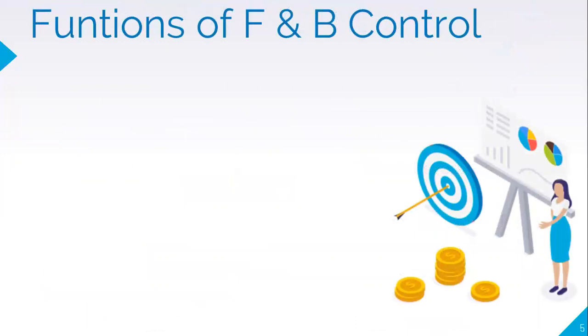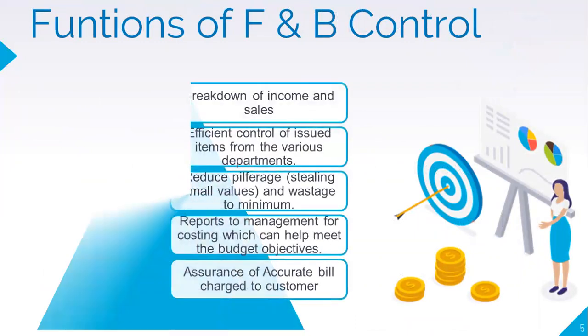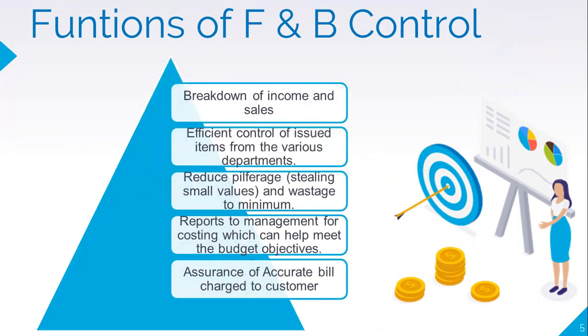Now let's understand the functions of food and beverage control. The first one is breakdown of income and sales. The second one is efficient control of issued items from the various departments. For example, you are in a coffee shop and you go to the stores and ask for your daily requirement of the food and beverage items that you need. Whenever you take anything from the stores, it needs to be recorded. That record is extremely important for you to know how much is ordered and how much is received.